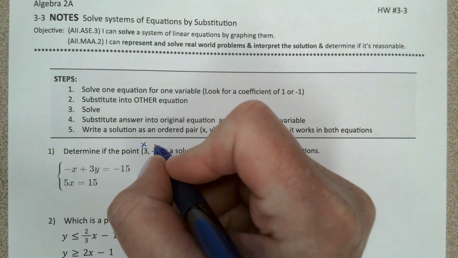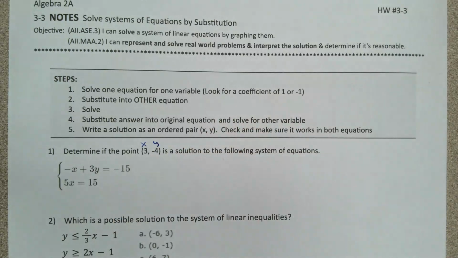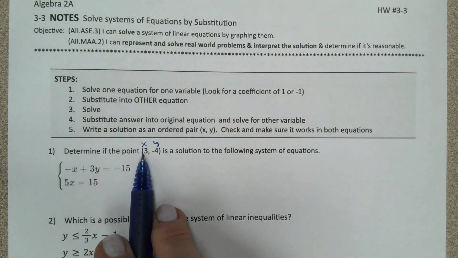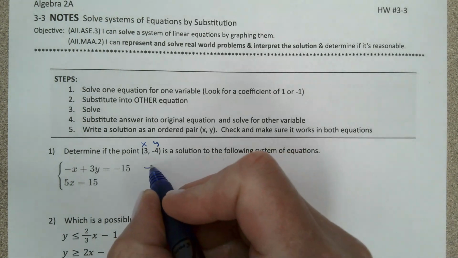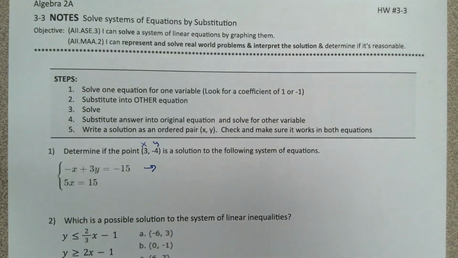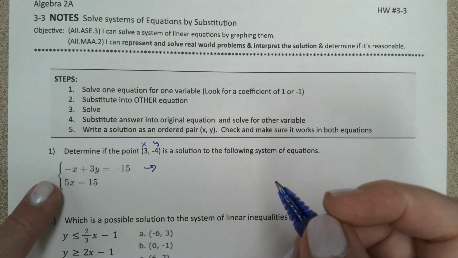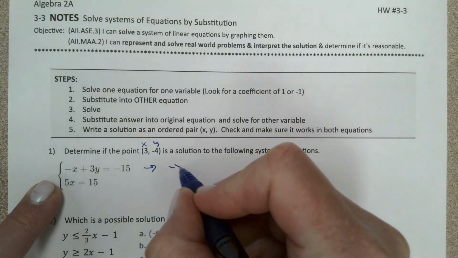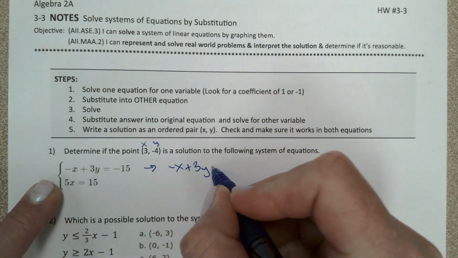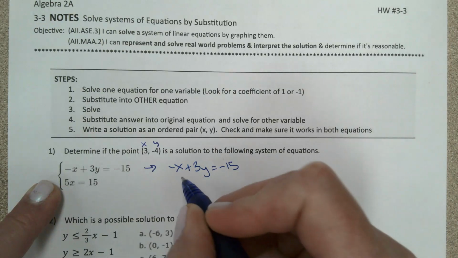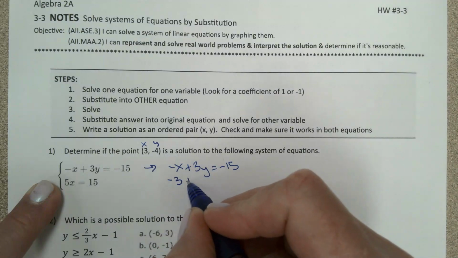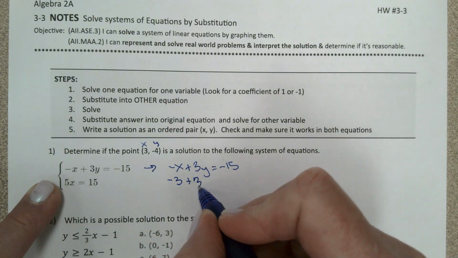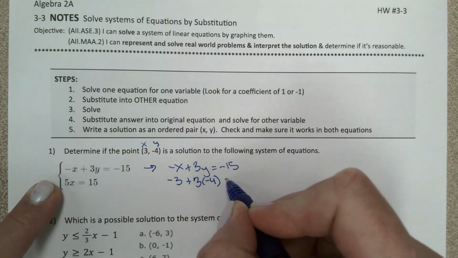So your x is 3 and your y is negative 4. So I'm going to sub 3 in for x, and I'm going to sub negative 4 in for y into each of these equations, and we'll see what happens. So into the first one, negative x plus 3y equals negative 15. When I plug 3 in for x, that looks like negative 3. And I'm going to plug negative 4 in for y.